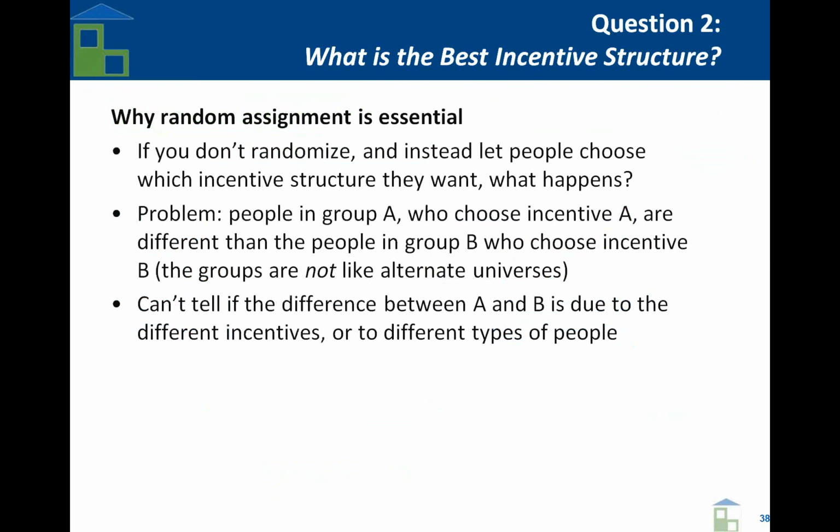So again, let's just say that we don't randomly assign people, and instead you let people choose which incentive structure they want, A or B. So the problem in that case is that the type of people who choose incentive A might be different than the type of people who would choose incentive B. And so then you can never tell if the difference in results between the 2 groups is due to the different incentives or due to the different types of people. This is why random assignment is essential.